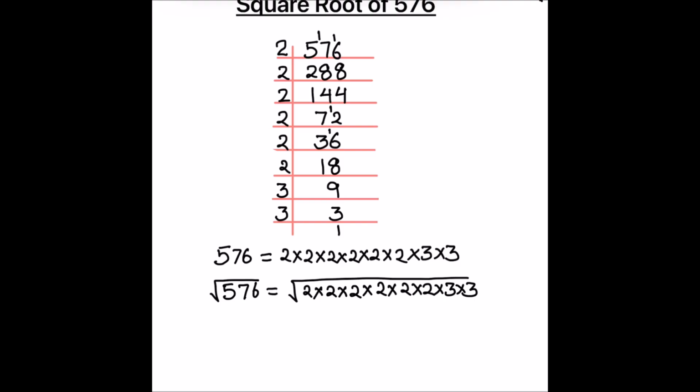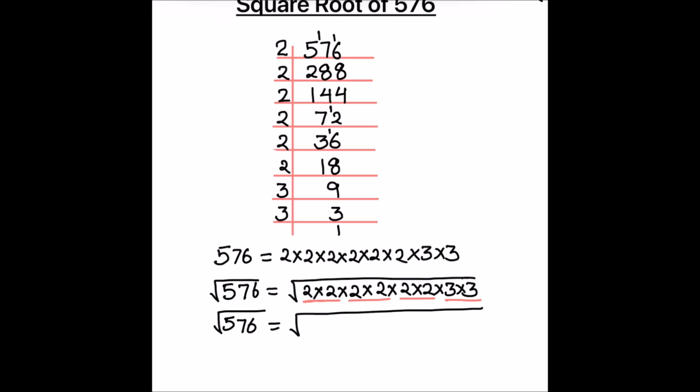Now as we are finding the square root, we are going to write the numbers under the square root as squares so that it is easy to find the square root. So square root of 576 will be, there are 4 pairs. This 2 and 2 is a pair, this 2 and 2 is a pair, this 2 and 2 is a pair, and another pair is 3 times 3.